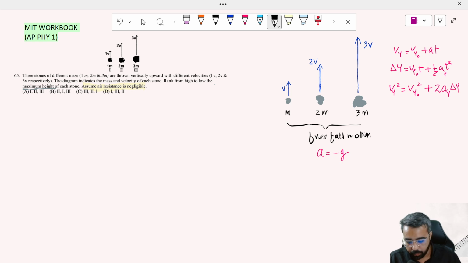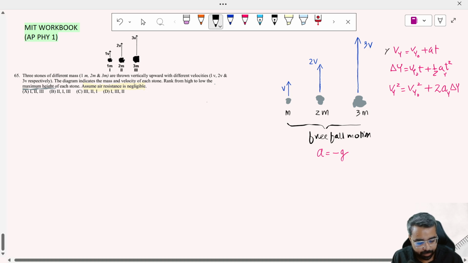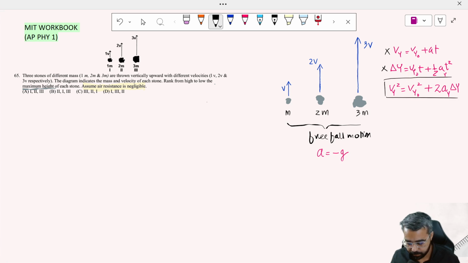Now we also don't know which stone is taking how much time. So we should use an equation in which we don't have to use the time. Which one is more suitable? That is, of course, this one. So let's use it. By the way, you can also count in the average velocity times the time taken. Even in this equation, mass is not important.